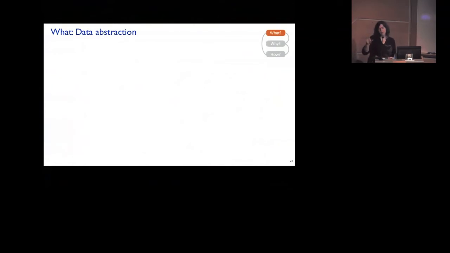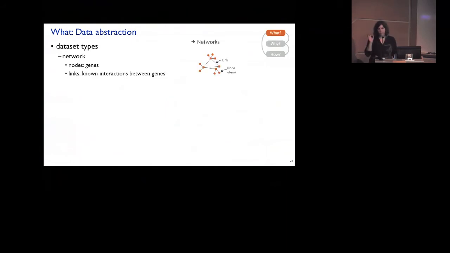So now that you have a sense of the look and feel, let me talk about some of these design decisions. So first of all, what is the data abstraction? What is the language of Viz that I'm going to use to talk about this data with? So in terms of the data set type, well, I've got network data. So in this case, I've got nodes, which are genes, and we've got these known interactions between them as links. So I'm showing that explicitly as a network.